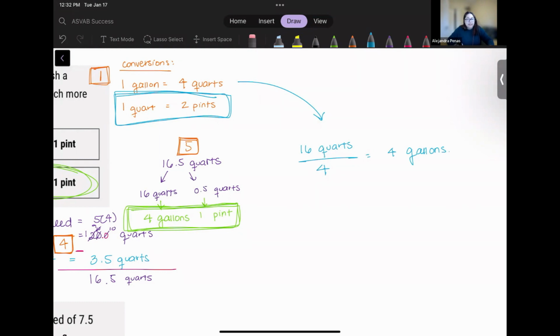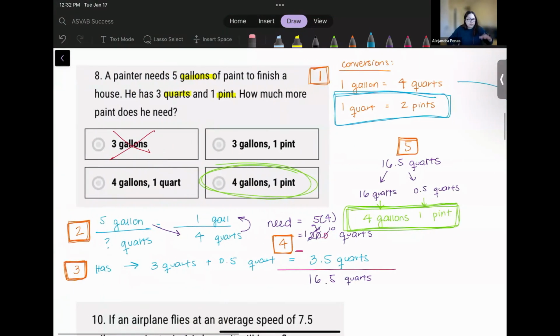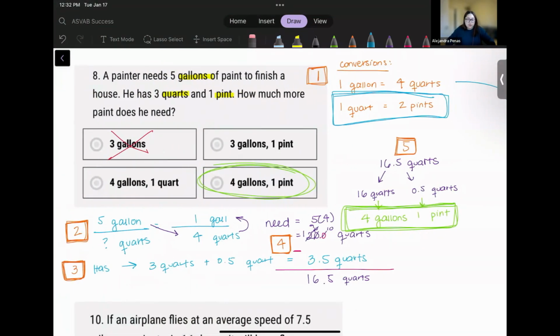Alrighty. Any other questions on this problem that throw you off, that confuse you, that you want me to go back to? Nope. We're okay? Okay. Alrighty.